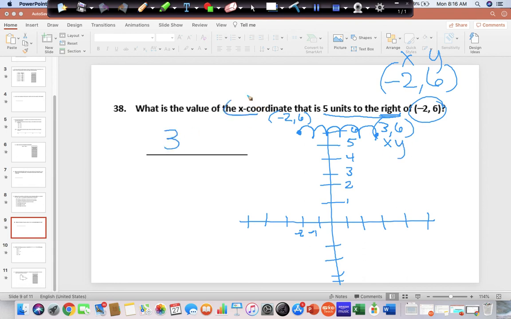And again, it was just asking for your x coordinate. It was not asking for your y. So your answer is just one number. If it was asking for an ordered pair, then it would be asking for 3, 6, but it's just asking for your x value, so you would just put 3.